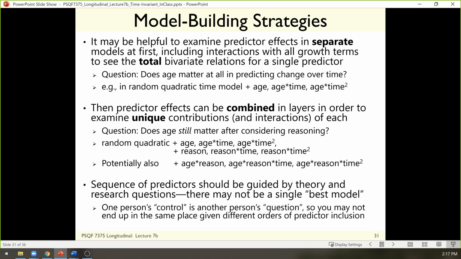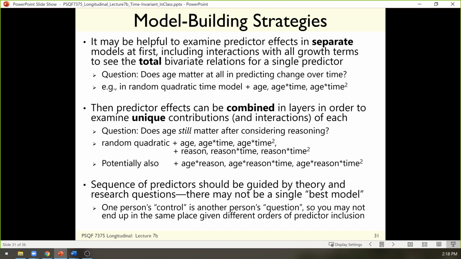Analogously, if I have a growth model that I plan to add multiple time invariant predictors to, my suggestion as to a process is to take that same bivariate mindset and start with one predictor at a time. It goes in as a main effect, and as a cross-level interaction with any level 1 predictors that have random slopes. So if I have a random quadratic model, I could have age as a main effect if I have time invariant age, age by time, and age by time squared. You're going to have this, for instance, in your homework.